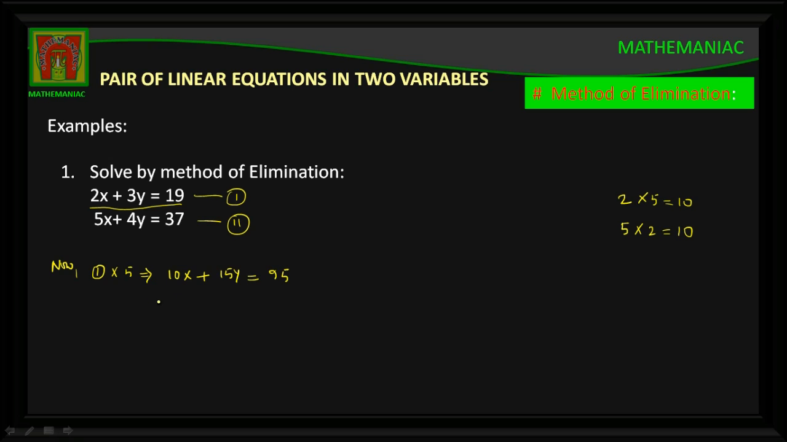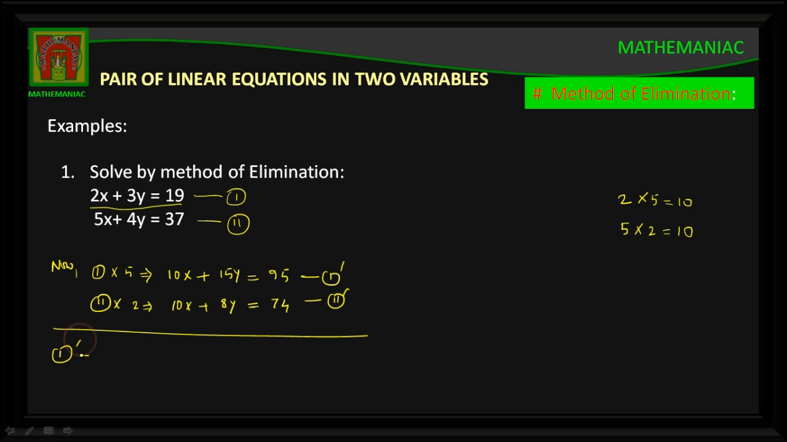Okay. And then equation 2, I'll multiply by what? 2. I'll be getting this is 10x. This will be 8y. And then 37 into 2, 35 into 2 is 70. And this gives you 74. That's all. This can be marked as 1 prime, 2 prime, right? You can call it as 1 dash, 2 dash also. And now my task is to subtract. From 1 dash, I'm going to subtract 2 dash.